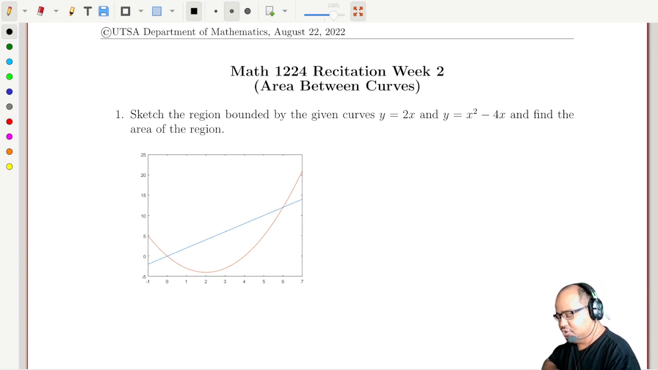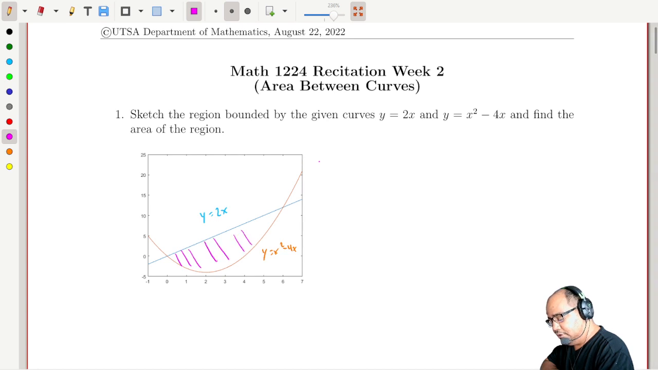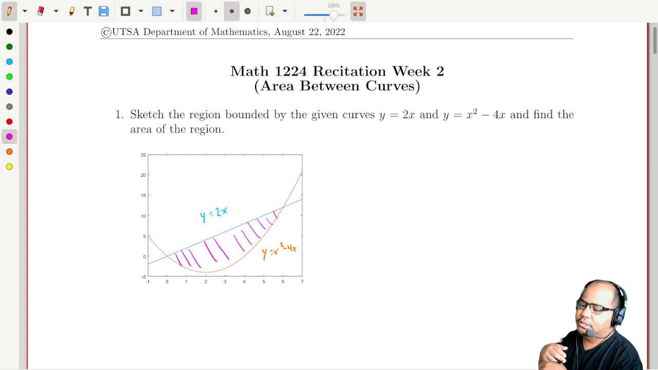We have already sketched a region bounded by these two curves, y equals 2x, which is the line here in blue, and the parabola y equals x squared minus 4x, and that's here in orange. And we want to find this shaded magenta area between the two. We've already sketched the region, but now we need to figure out how to find this area.